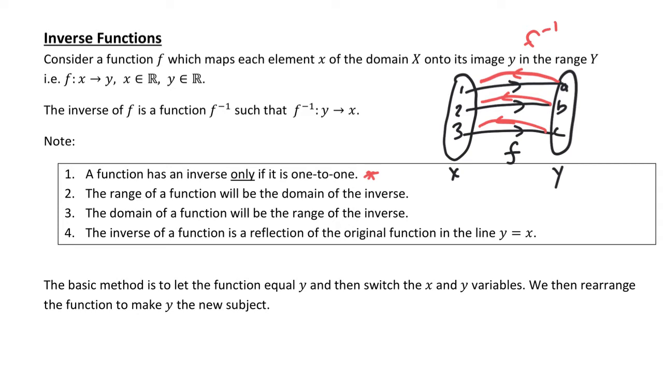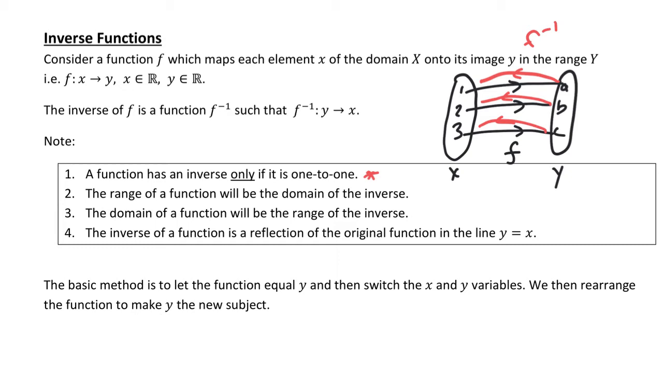The second thing to note is that the range of the function will be the domain of the inverse. So if we look back to the example that we've already drawn out, X was our domain for the function f, and Y was the range. Now if we're taking our values from Y to X, then that means that a, b, c are the starting values, so that's going to be the domain, and the range of the inverse will be the X values. So the domain and the range of the function and the inverse switch with each other. And the inverse of a function is a reflection of the original function in the line y equals x.